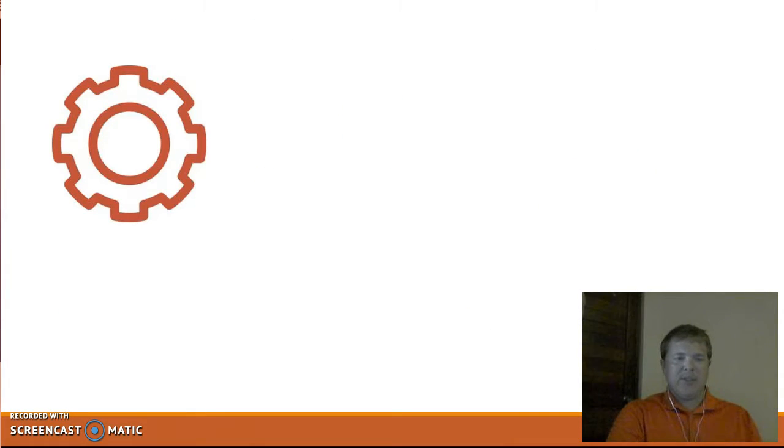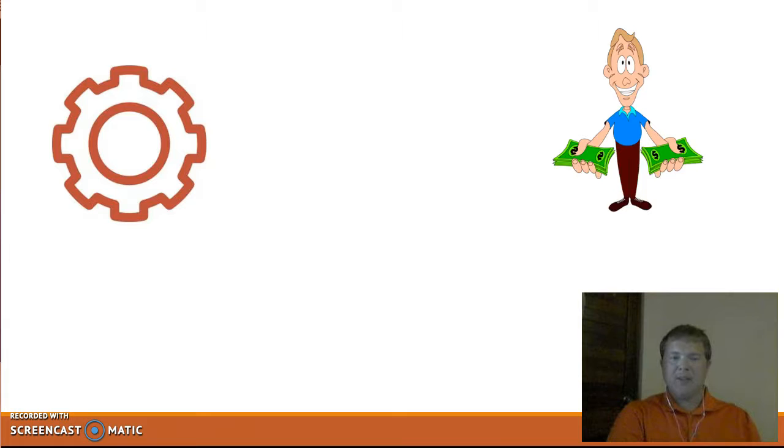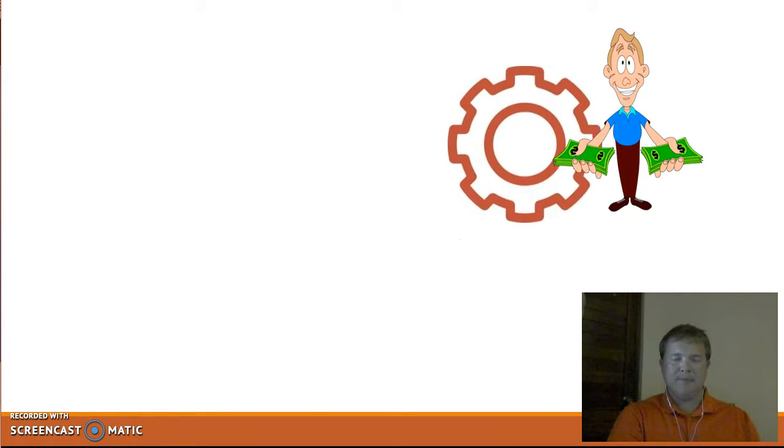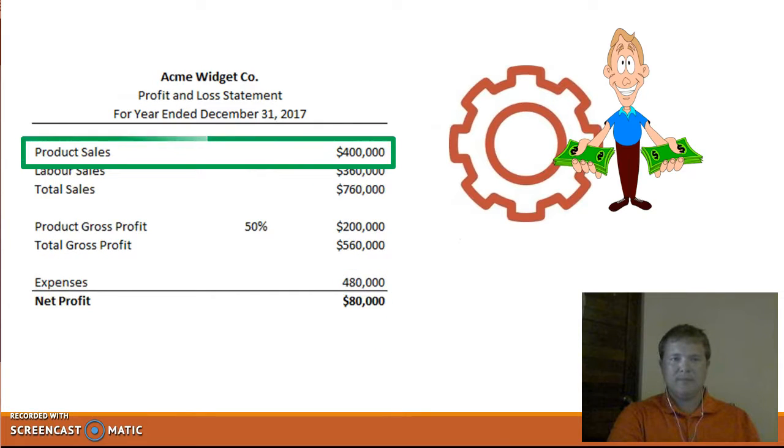Anne's company sells widgets. These widgets are very important to her customers and are of the highest quality. The amount of money her customers have paid her for her widgets over the year is called her product sales. You can see that line on the profit and loss statement, $400,000.